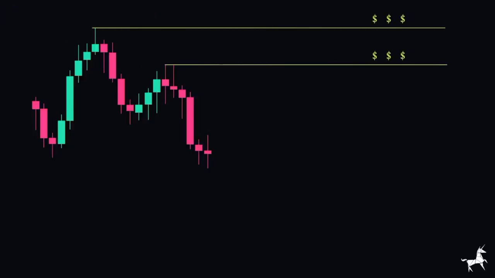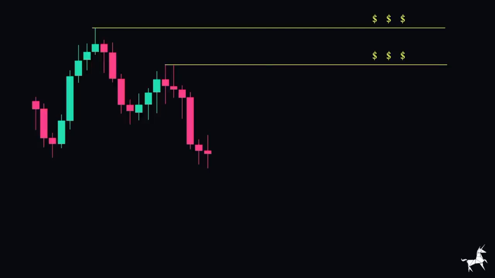Now let's continue with the London kill zone trading setup. You can use either the 5-minute or the 15-minute chart to execute this strategy. The first step is to identify the buy-side and sell-side liquidity levels formed during the Asian session. These levels often act as targets for the market once London opens.